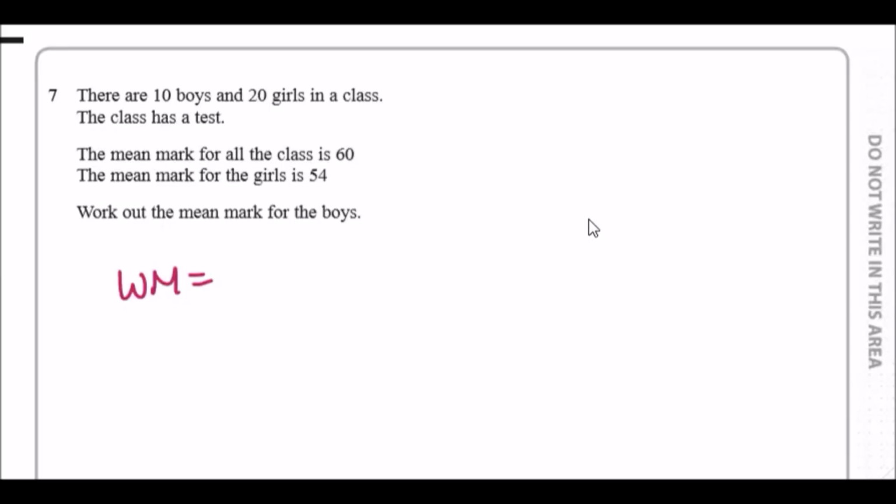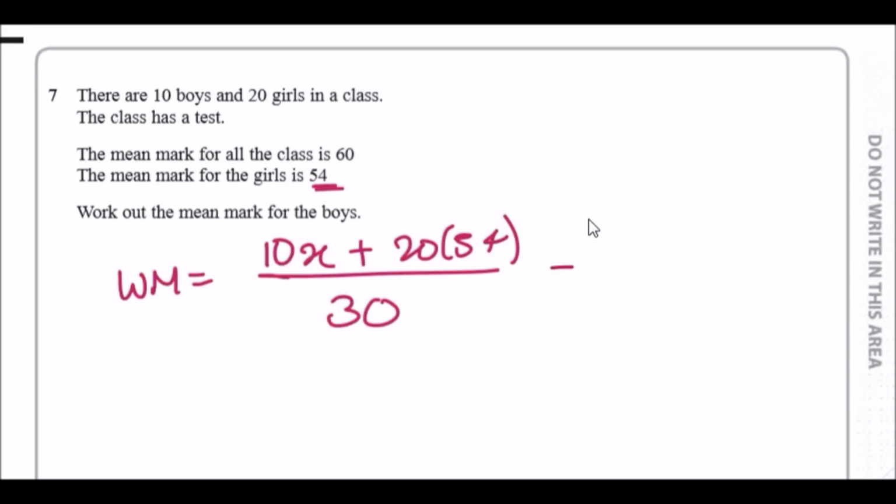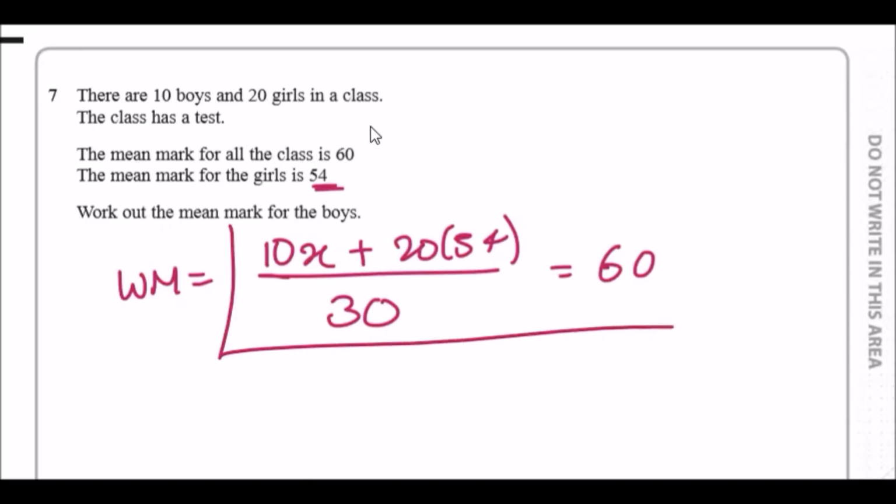So let's have a look. We have 10 boys and 20 girls in the class, meaning the total mean would be over 30. For the 10 boys, we're trying to find the mean mark, so let's call the mean mark for boys x. For the girls, we know the mean mark is 54, so it'll be 20 times 54. And we know that the total mean mark for the whole class is 60, so it equals 60. Now you just solve and find x.